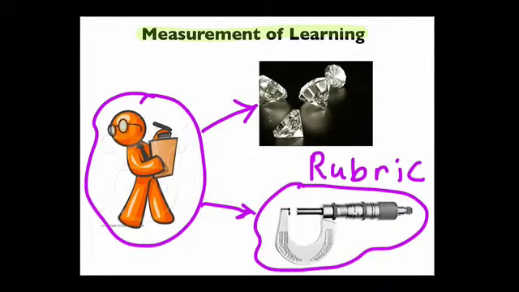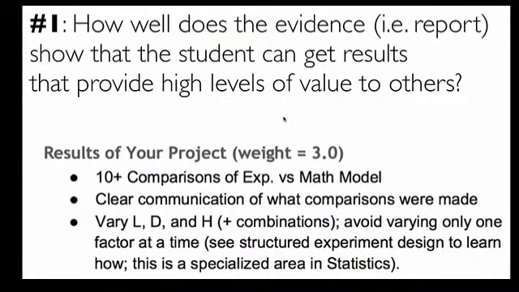And so the sheet I send back to you is a rubric. Let me show you how that works. Question number 1. How well does the evidence, this would be the report, show that the student can get results that provide high levels of value to others?